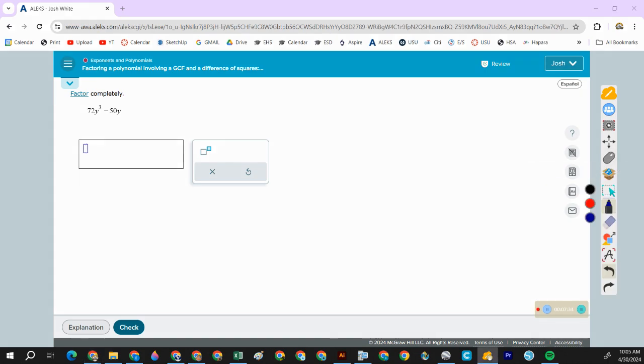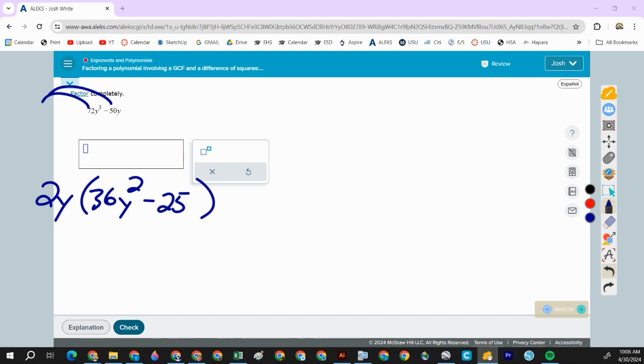Okay, this does not appear to factor, but if we pull out the greatest common factor, which is going to be 2, pull out a 2y. If I yank out a 2y, I get 36y squared minus 25. And now that is a difference of perfect squares. So 2y times 6y minus 5 and 6y plus 5.